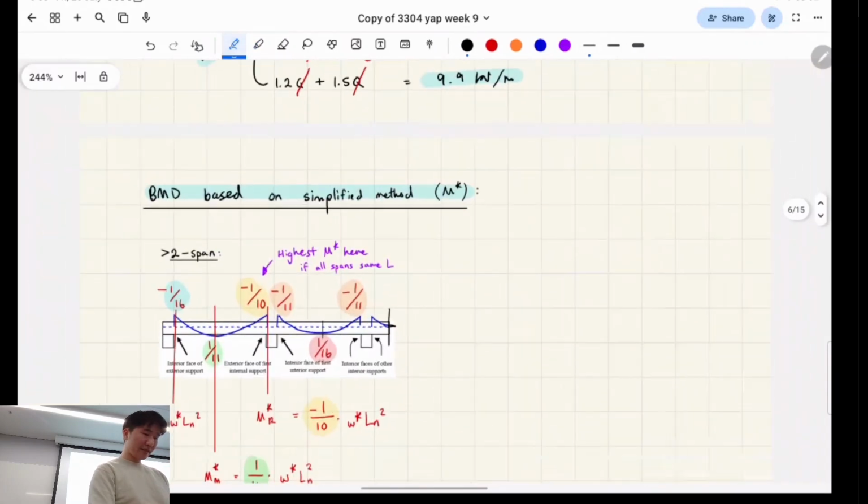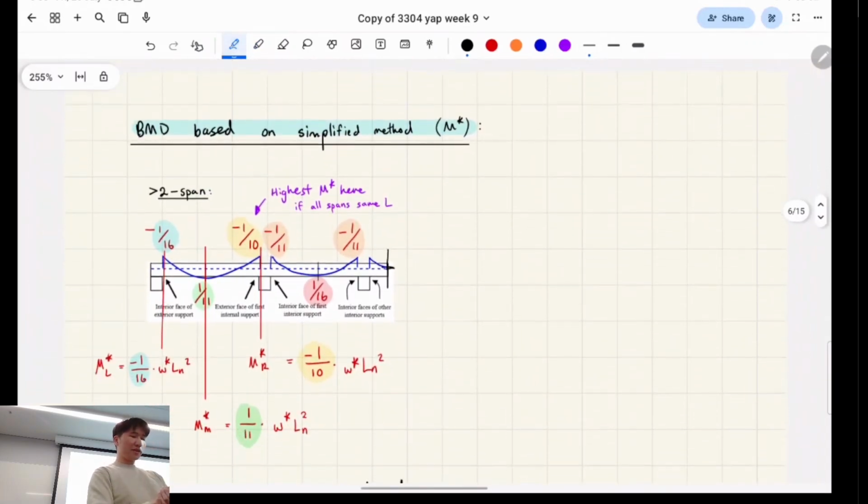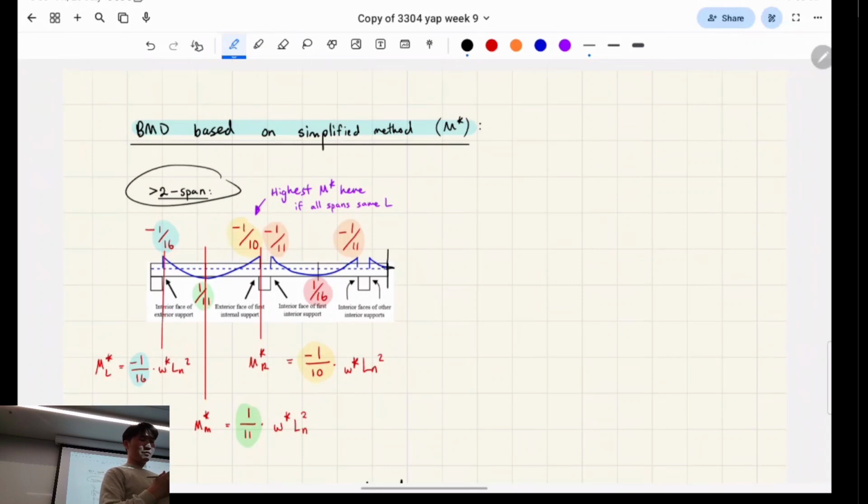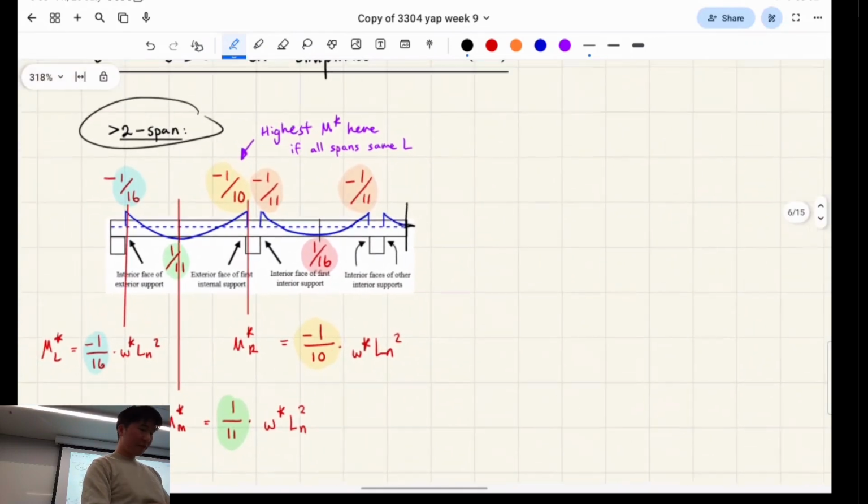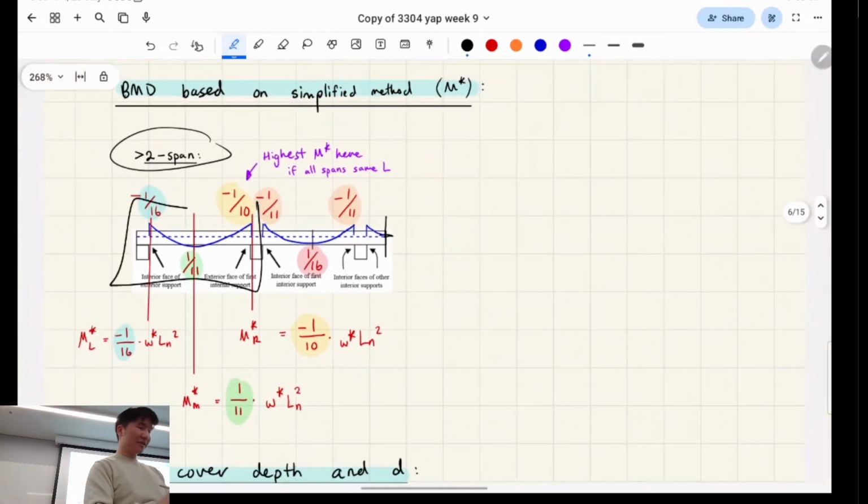Okay. Next, we're going to find M star, right? We're dealing with a continuous beam, so we're going to use the simplified method, which is from the standards, it's this graph. I've grabbed it from the screenshot, which is for greater than 2 spans, because it says it's for 4 spans, right? So we're designing this end span.